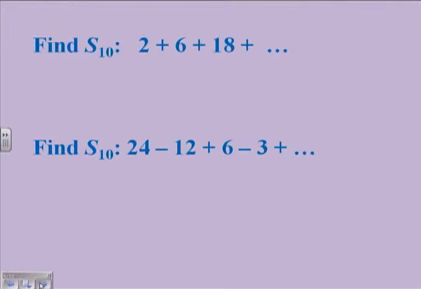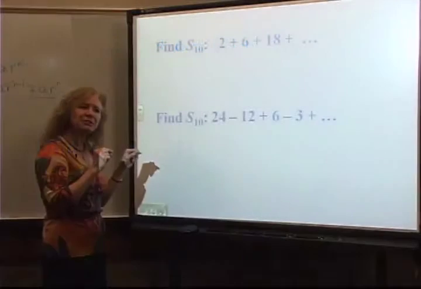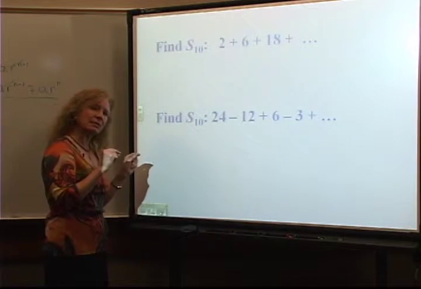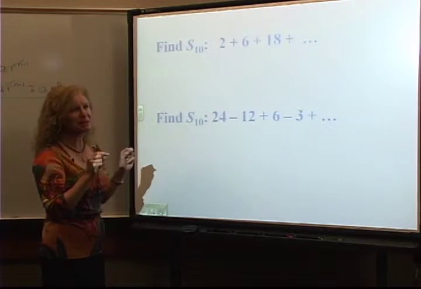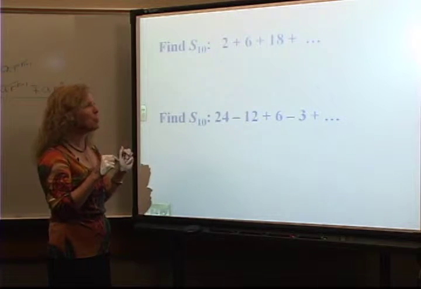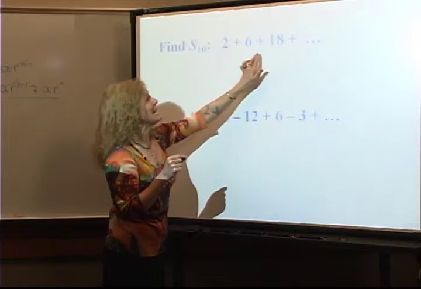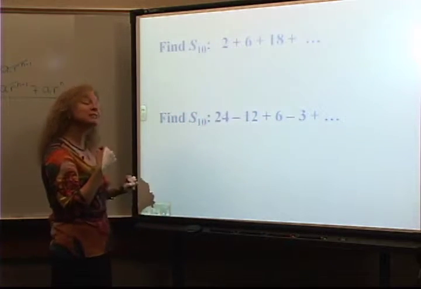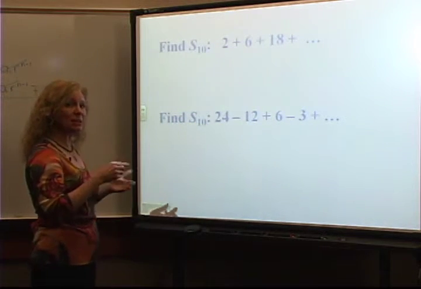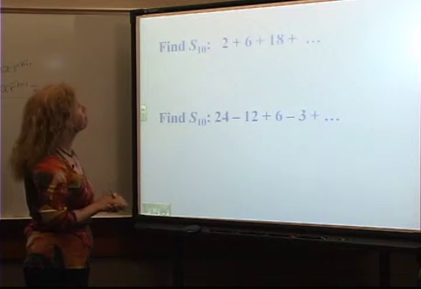So now let's actually use that formula to find S sub 10 in this series. Hey, do you remember the difference between a series and a sequence? And I've tried to be careful. I hope I've always used them properly. Series is when you are adding those terms of your sequence. The sequence is just the listing.